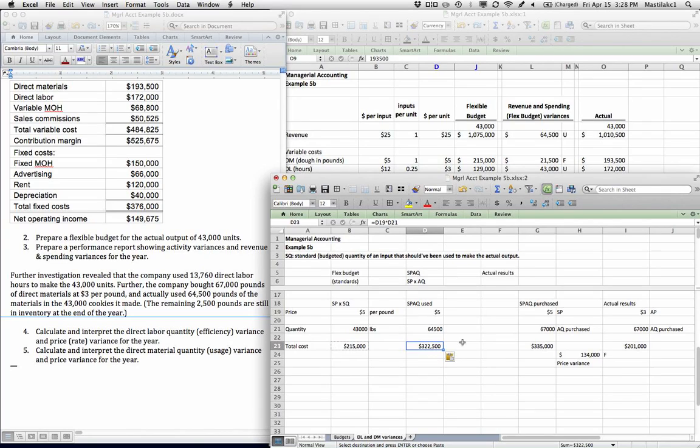So here we can see that the production manager used 64,500 pounds instead of 43,000 pounds. And the extra that was used, the 64,500 minus the 43,000, cost us at $5 a pound an additional $107,500, and we'll call that unfavorable because it was extra. And this is our quantity variance. For direct material, we often call this the usage variance.